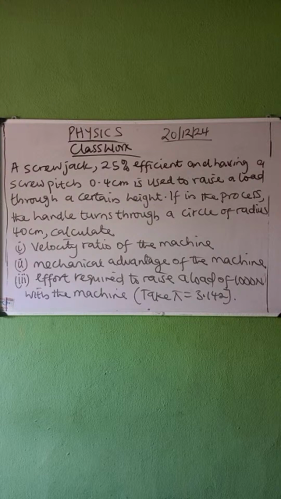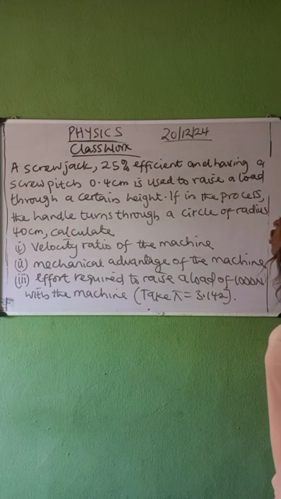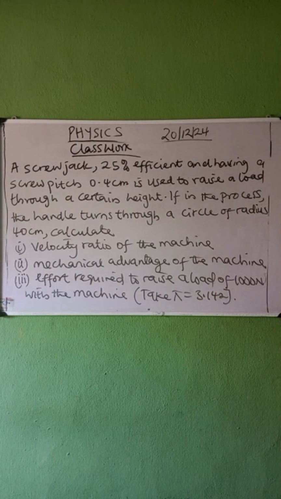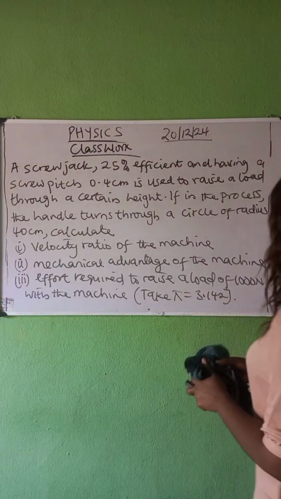All right, so let me solve so you can confirm what you have. The question says a screw jack, 25% efficient and having a screw pitch of 0.4 centimeter, is used to raise a load through a certain height as the handle is turned through a circle of radius 40 centimeters. Calculate (i) the velocity ratio of the machine, (ii) the mechanical advantage of the machine, and (iii) the effort required to raise a load of 1000 Newton with this machine. Alright, so let's clean up and solve.